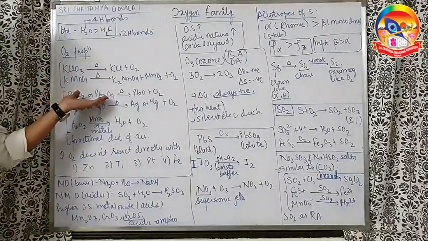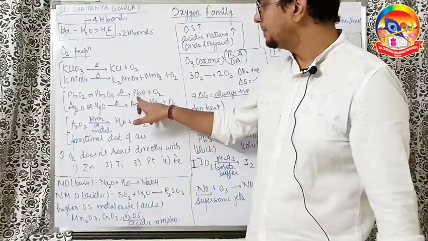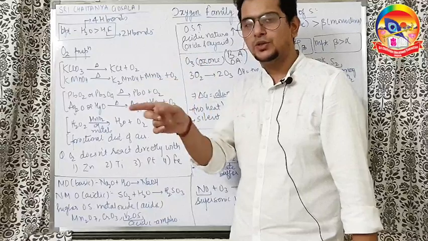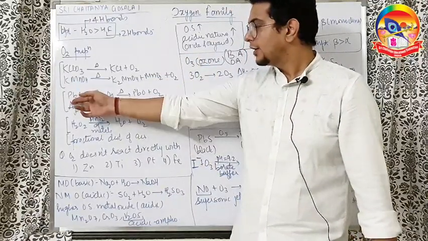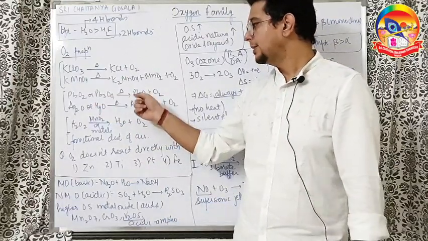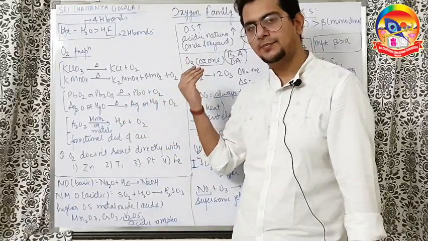Similarly, PbO2, Pb3O4, you might be knowing this from the inert pair effect, that lead plus 2 is more stable. So because of inert pair effect, lead plus 2 is more stable, thallium plus 1 is more stable. In same way, now PbO2, Pb3O4, they are in the higher oxidation state. On heating, PbO comes out, which is more stable due to inert pair effect, and O2 gas is released.